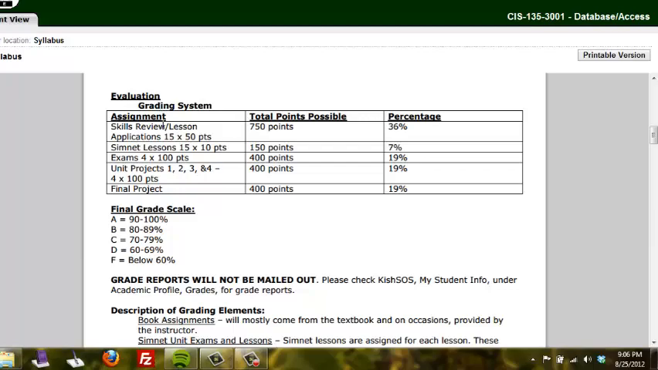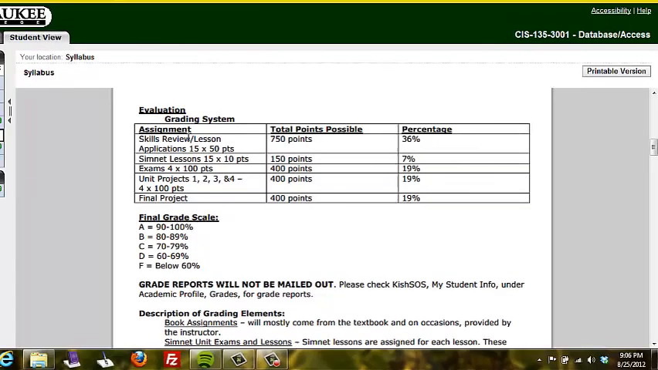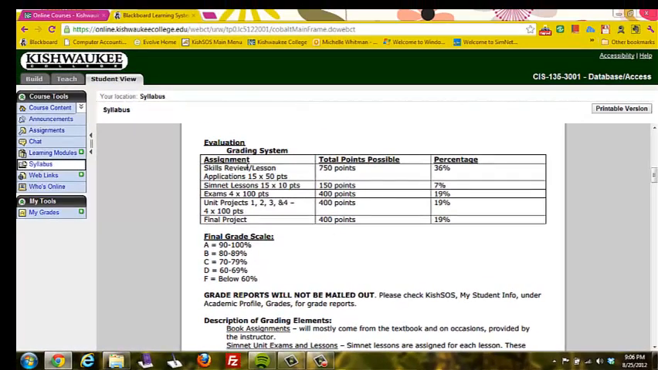You could see we've got skills reviews/lesson applications, and those are the assignments that you'll do over here on the left side, in the assignment area. You have one for each lesson, so there's 15 of those. They're worth 50 points for a total of 750 points, or 36% of the class. You could see that's the largest portion of the class. I find it really important for you to be working in a database and practicing for your grade.